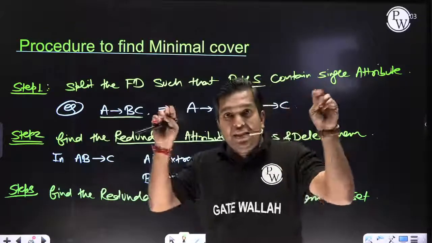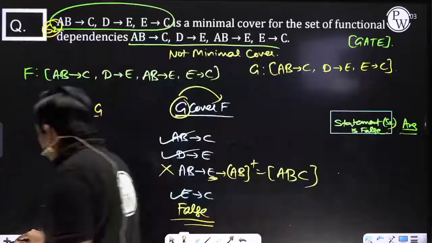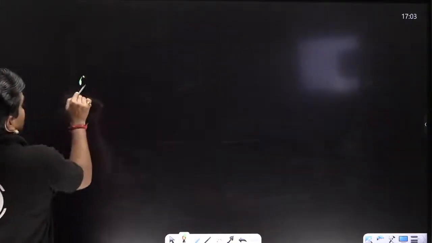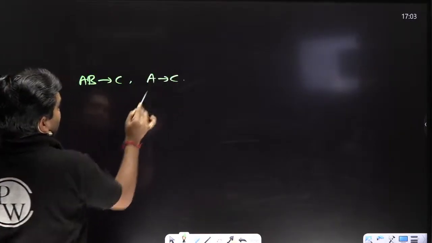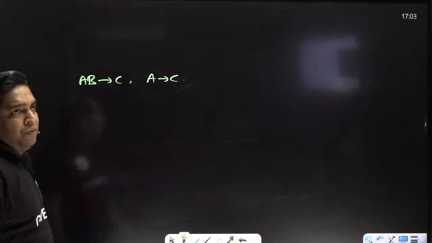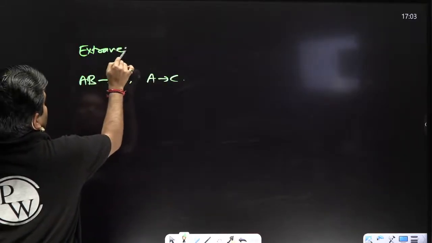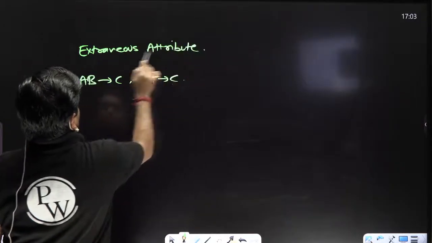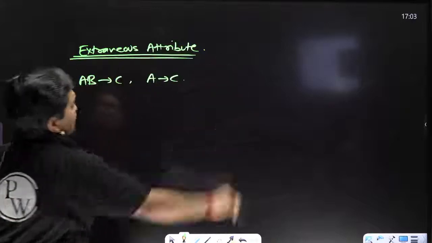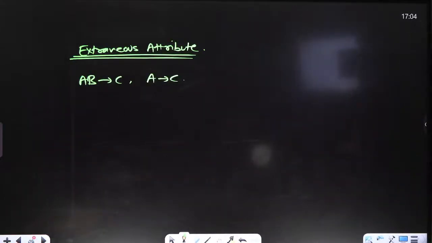Listen to the disclaimer carefully, everyone. What does the Korth book say? If AB determines C and A determines C, now which one is the extra attribute? What is the extraneous attribute according to the Korth book? This is for the Korth book.